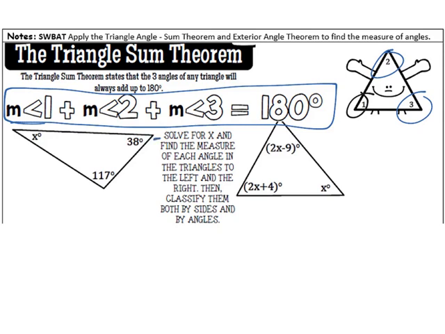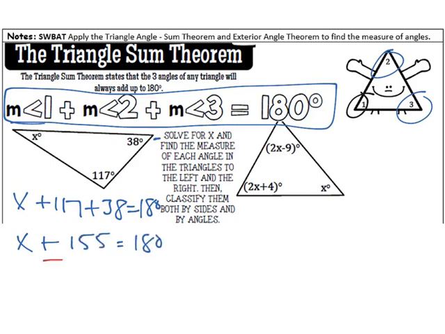Okay, we're asked here to solve for x and find the measure of each angle in the triangles to the left and the right, so this one and this one. Then classify them both by sides and angles. So let's go ahead and take this first one here. I'm told that angle x plus 117 plus 38 must equal 180. When I do a little simplification, I would merely subtract 155 from both sides, and I should get x equals 25 degrees.